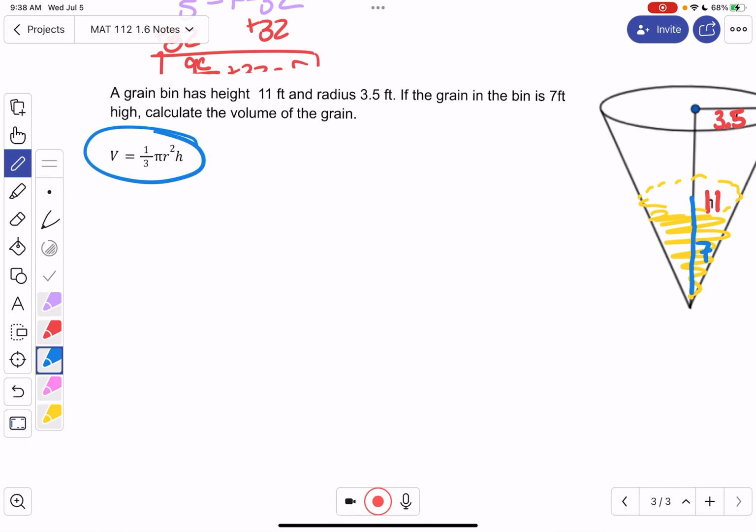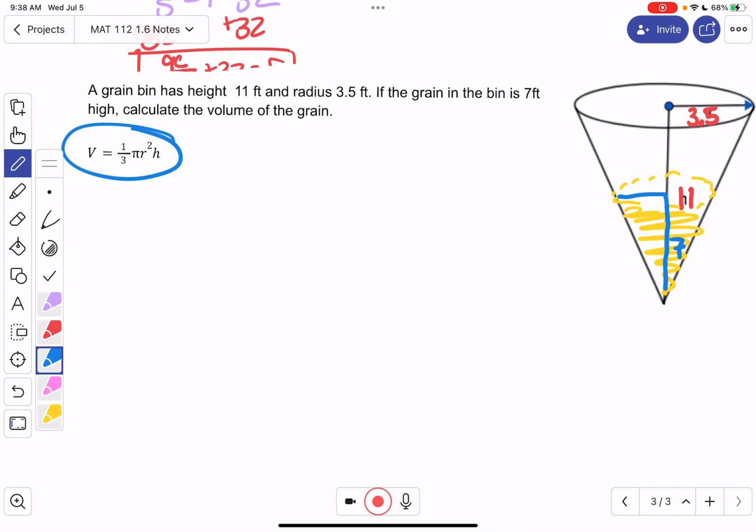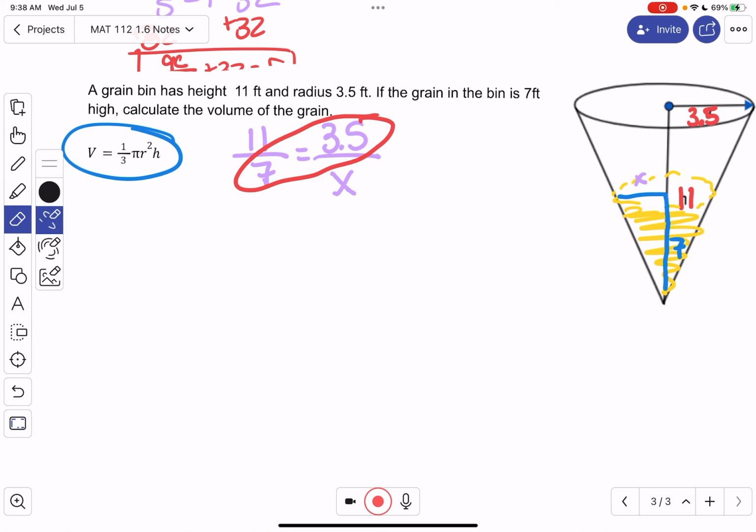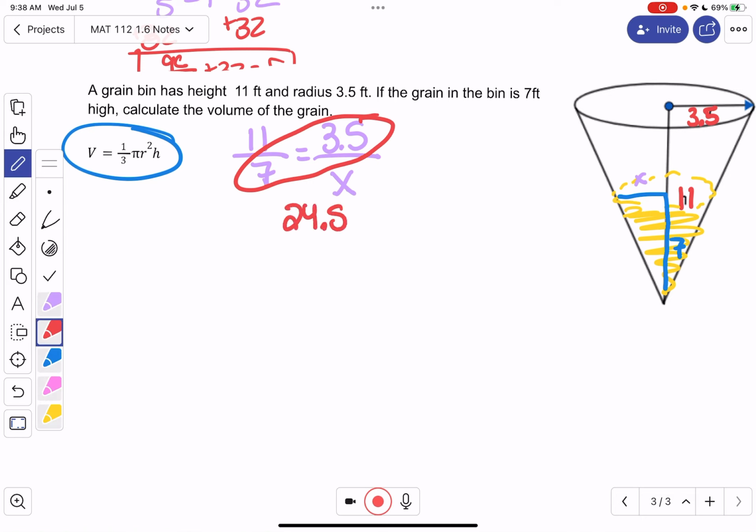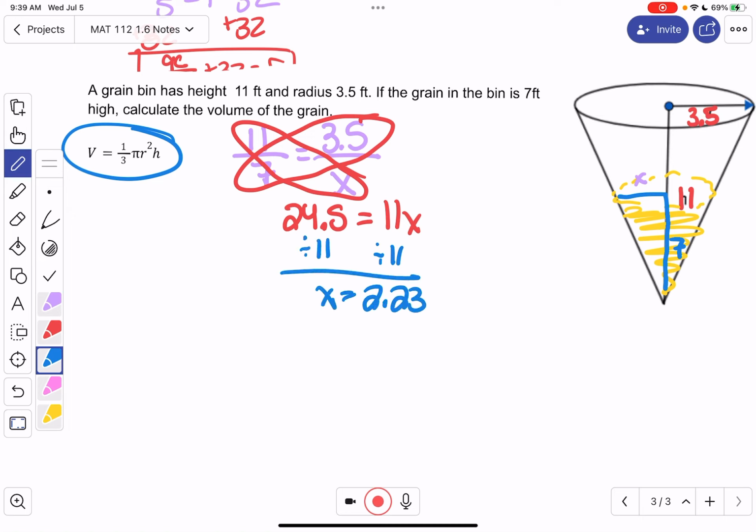So the first thing we're going to do is we're going to use ratios to find the radius of the grain. So if we compare the heights, the whole cone is 11, the grain is 7. So now let's compare the radius. The whole cone is 3.5, the grain is x. We don't know that radius. To solve a proportion, you cross multiply. So 7 times 3.5 is 24.5, and that's going to equal 11 times x. Then we divide both sides by 11, and we get 2.23 as x. So that's what we're going to use as the radius of the grain.